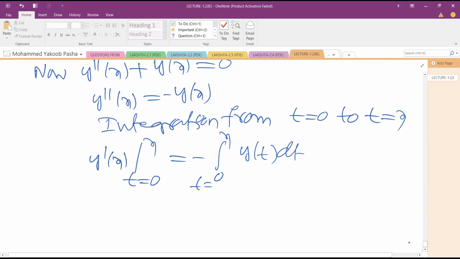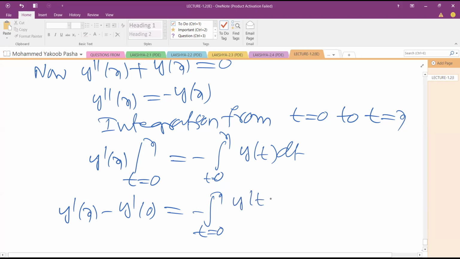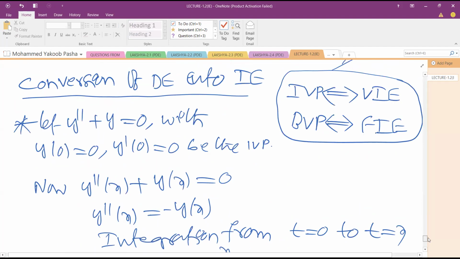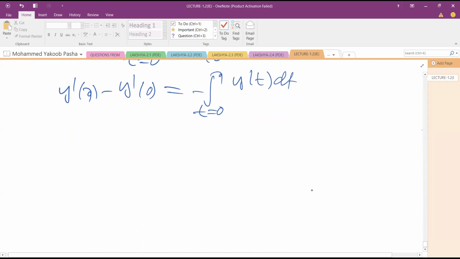So here apply the upper and lower limits on the left side. Y dash of x minus y dash of 0 is equal to minus integral t equal to 0 to x y of t dt. Okay. Now take y dash of 0 is equal to 0. We are given initial conditions: y of 0, y dash of 0, both are 0. So it becomes y dash of x is equal to minus integral t is equal to 0 to x, y of t dt.